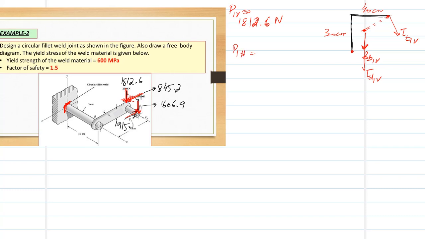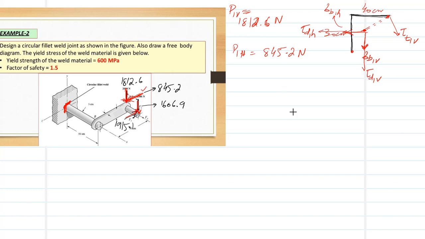For this stress, which is 845.2 Newton, this force only has two effects. One is the bending stress, that is in this direction, which is sigma B1H, and the direct shear, which is again in the same direction, which is tau D1H. This horizontal component cannot produce any torsional shear. So that is the case.